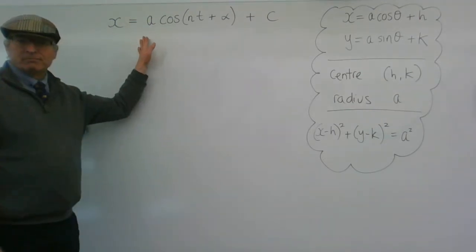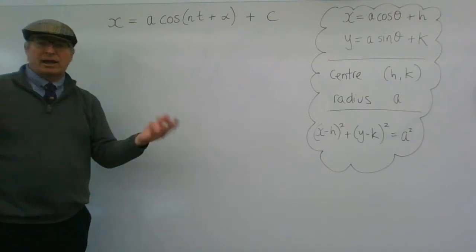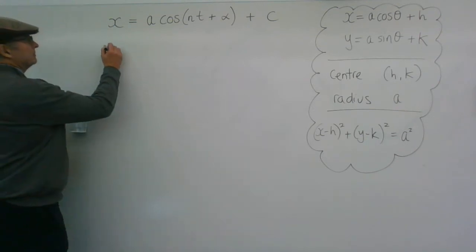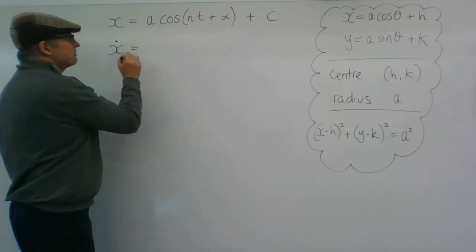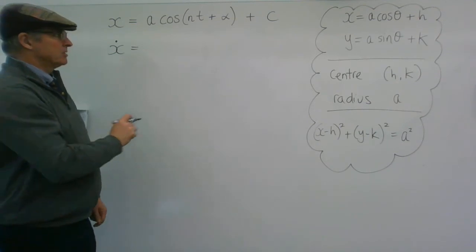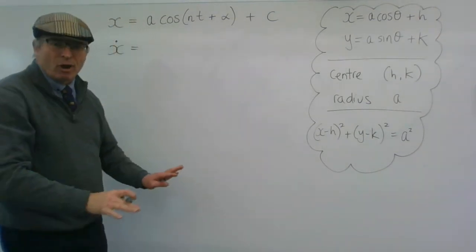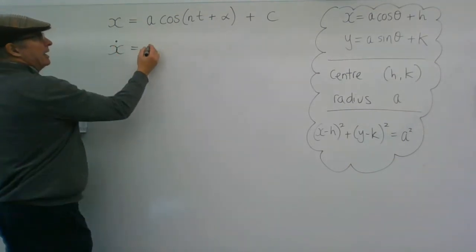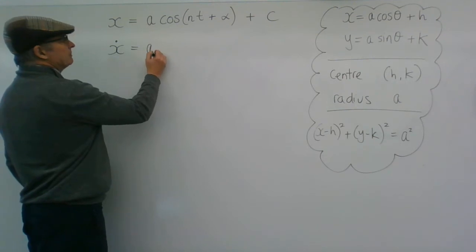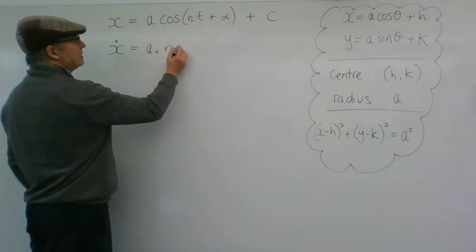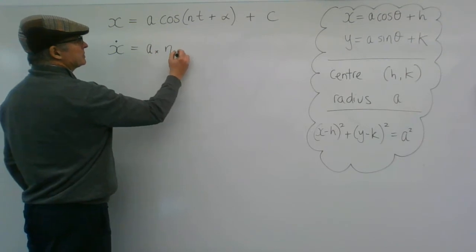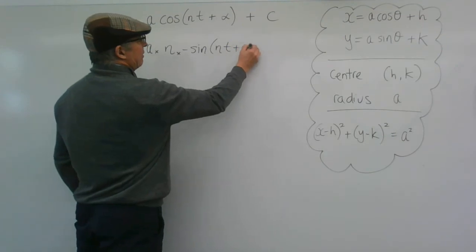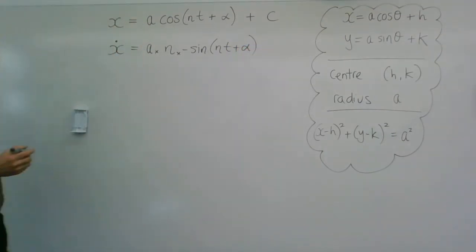But that's our equation, and I want to actually do a bit of work with that equation. That's quite simple. If that's our equation for the displacement, then our velocity equation must be the derivative of that. So the derivative of a constant, gone, right? The derivative of this is a times n times minus sine of (nt plus alpha). So that's what the derivative of that would be.